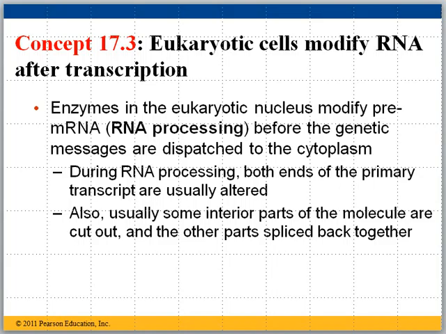Enzymes in the eukaryotic nucleus modify what we call the pre-mRNA, so the original mRNA before it's finalized, before the genetic messages are dispatched to the cytoplasm. During RNA processing, both ends of the primary transcript are usually altered. So we're going to find out that that strand of RNA usually has some changes made to both ends. And then also there are some alterations that are made to the interior part of the molecule. There are actually pieces that will be cut out and then other parts that will be spliced together before we send that messenger RNA on its way.